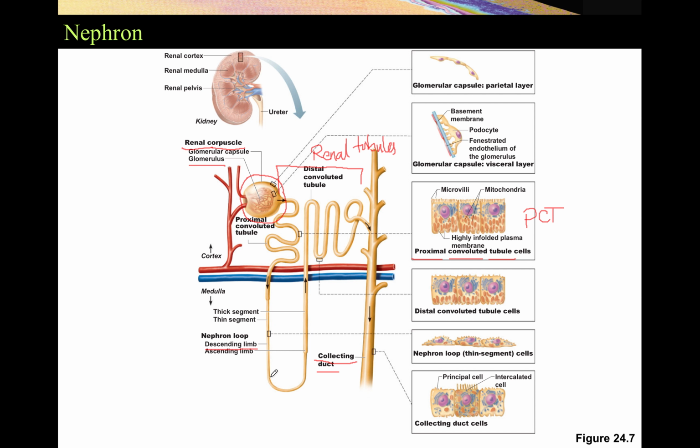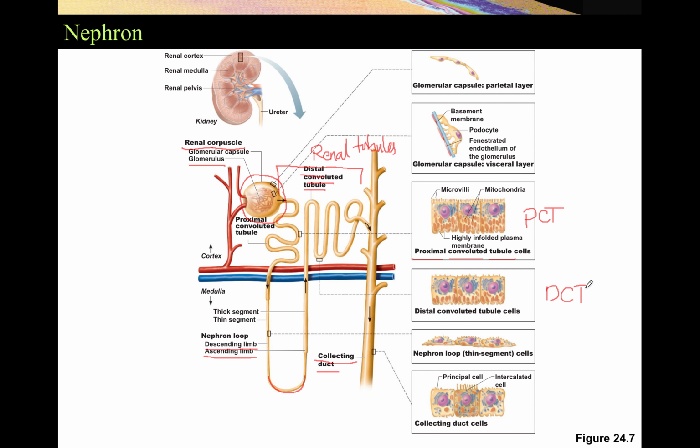You're going to loop, so basically this is your loop, and then your fluid starts to move upward, so we refer to this as the ascending limb of the nephron loop. You start going up, and then you have again a bunch of convoluted tubules, right? So if these were proximal, as in close, these ones are far, so what do I call them? Distal convoluted tubules, which I can also shorthand to DCT.